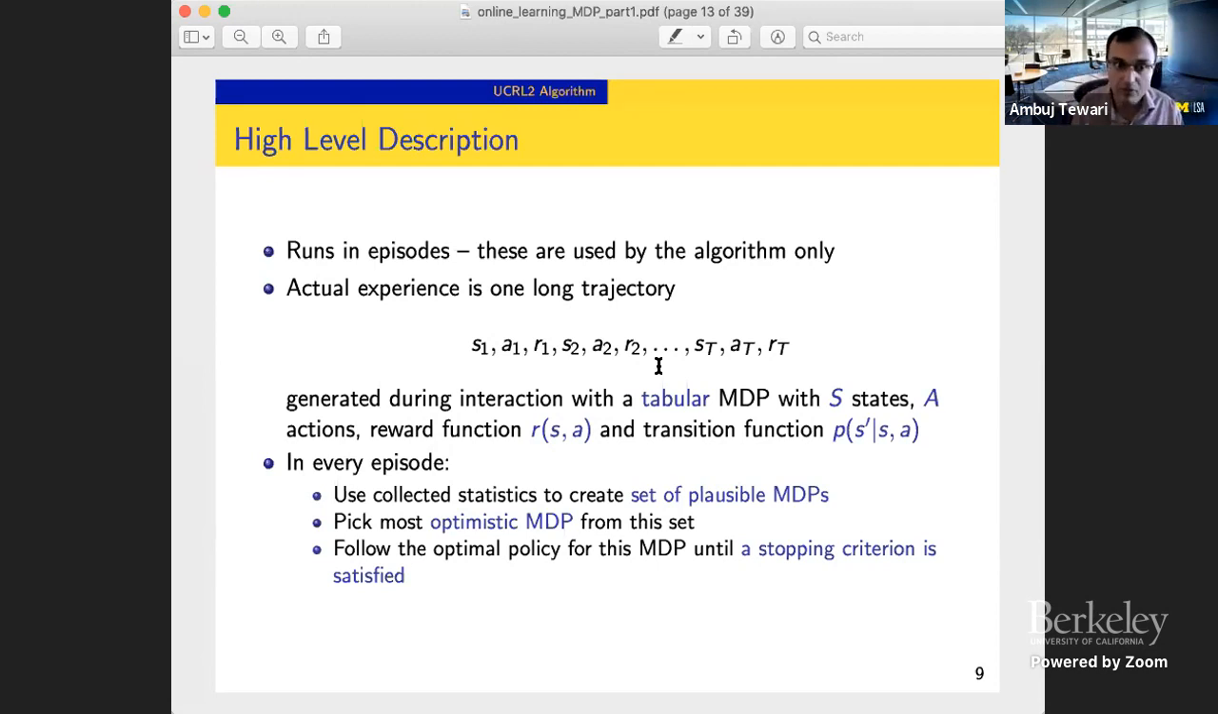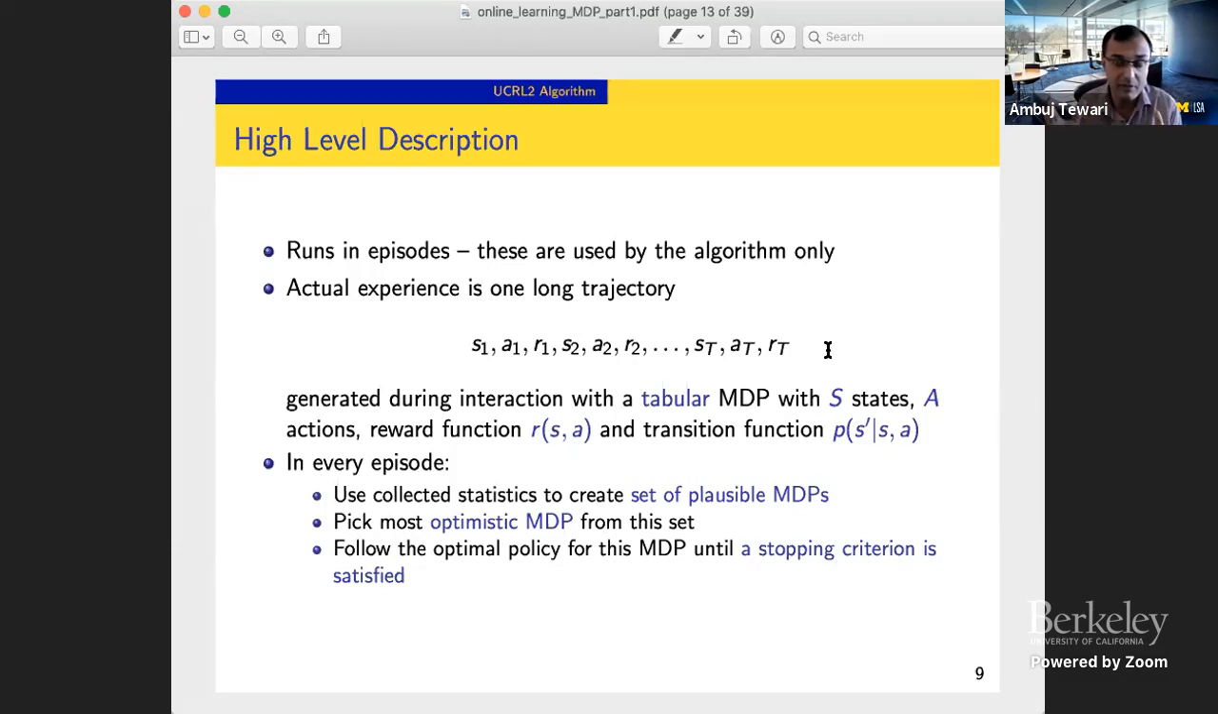So within an episode, use your collected statistics. What statistics? You create statistics out of the trajectory. You create these counts. How many times did I visit a particular state-action pair? How many times did it happen that when I visited SA, I transitioned to some fixed S prime? What are the counts? Use these statistics to create a set of plausible MDPs, MDPs that don't seem to have been ruled out by the data I have so far seen.